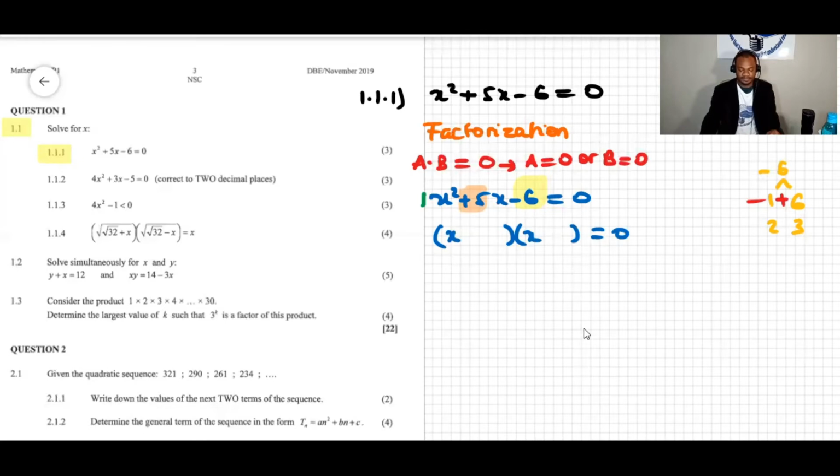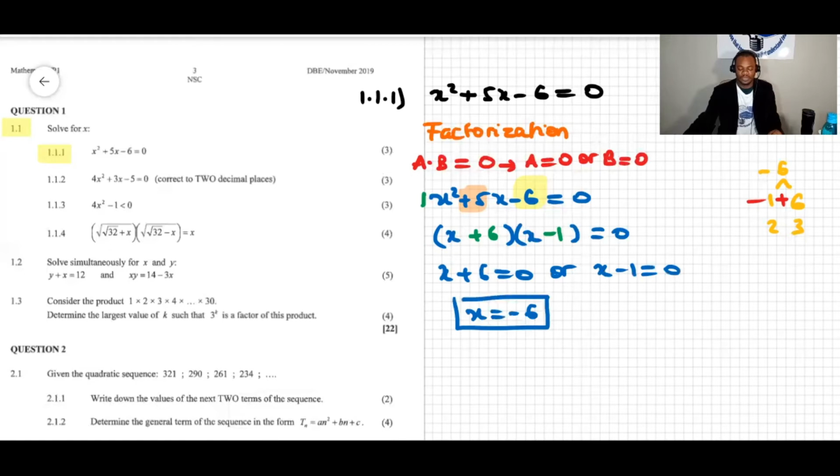Those are the values we're going to place in the brackets, and we can put them in different order. It won't matter. I can write positive 6 and then -1. Then, following the law of multiplication listed over here, we have x plus 6 equal to 0, or x minus 1 equal to 0, which means x is equal to -6, or x equal to 1.